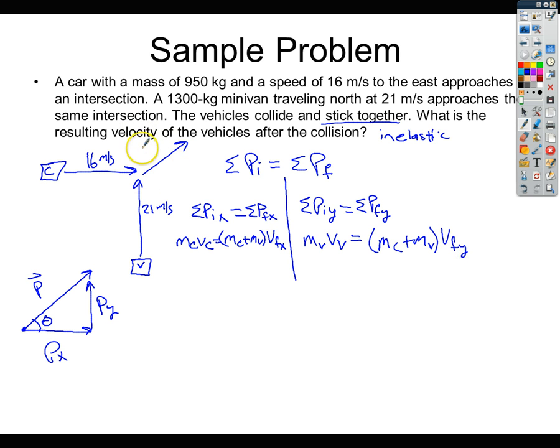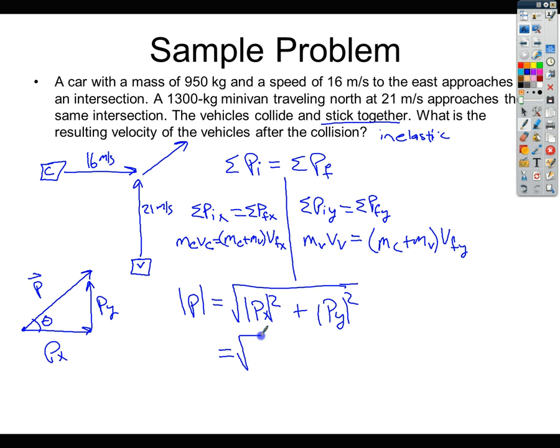When they move in this direction, they've got a component going up and down. What we're going to do is find the absolute value of the momentum, which should be equal to the square root of the momentum in the x squared plus the momentum in the y squared. This is really easy to do because one's moving in the x, one's moving in the y. So this would be the square root of the mass of the car times the velocity of the car squared, plus the mass of the van times the velocity of the van squared.